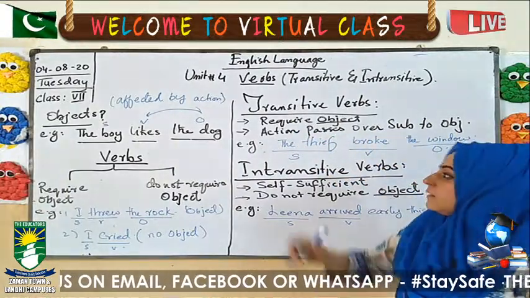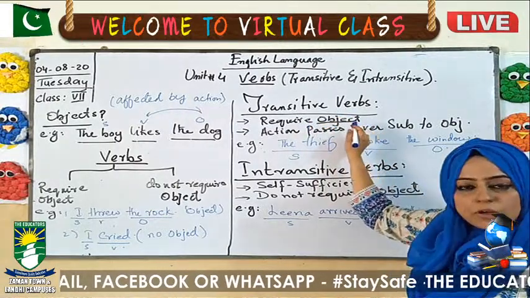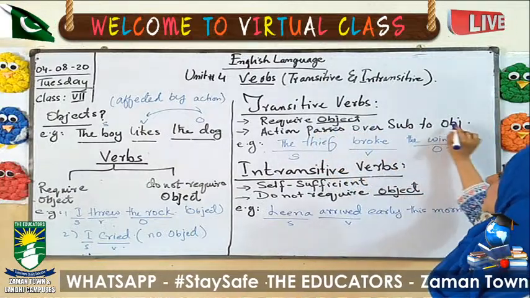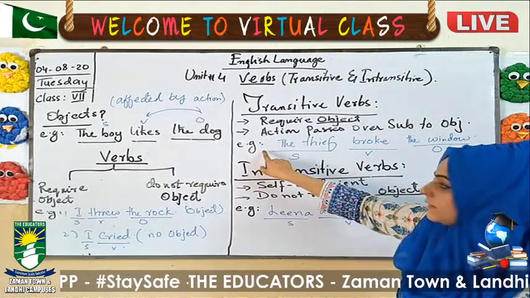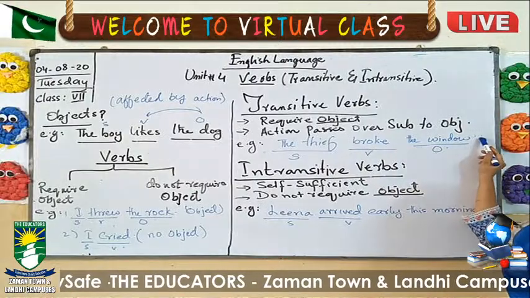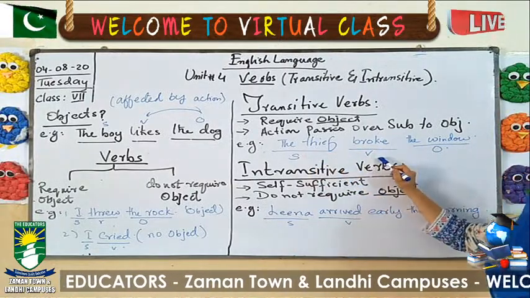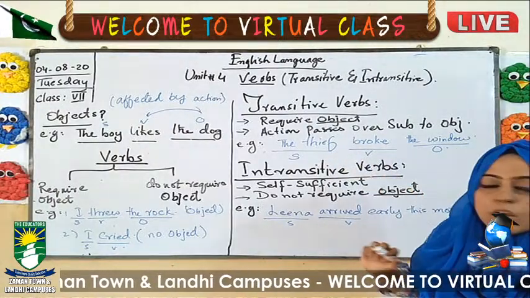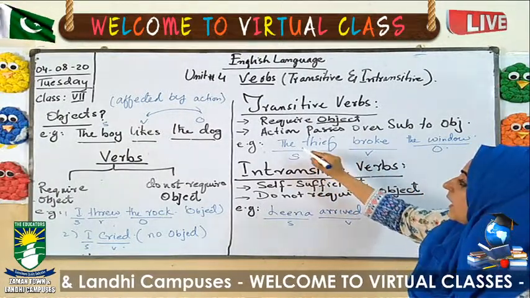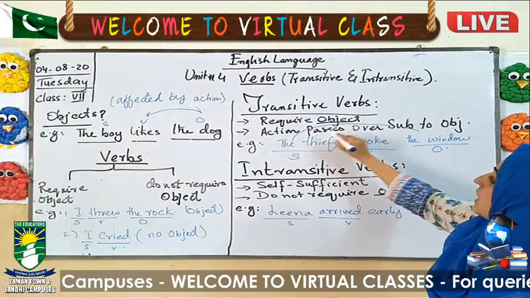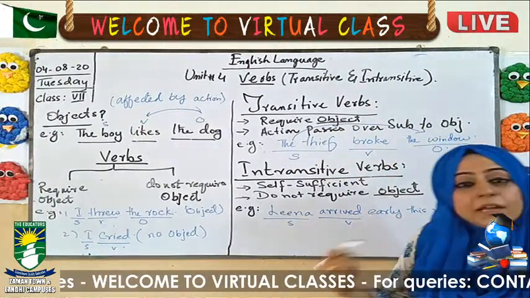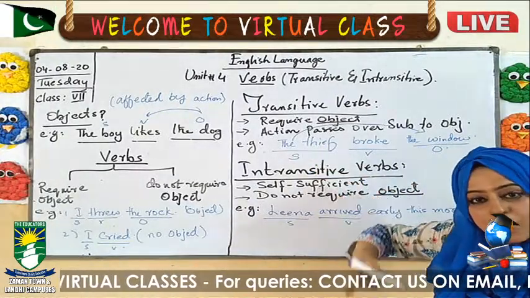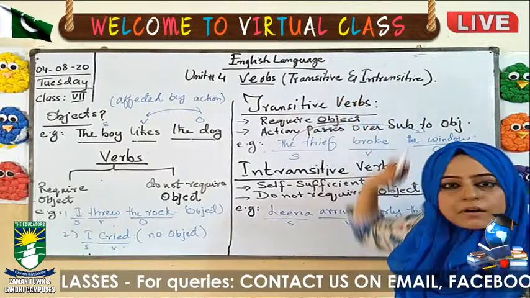What does it mean? The earlier point was clear, requires object or does not require object, but what does this one mean? I have written an example: the thief broke the window. Subject, the thief; verb, broke; the window is the object. Now, who broke the window? The thief is the subject, and the action passes over from the subject to the object. What did he break? The window. Clear now? So the action passes from subject to object. These are transitive verbs.